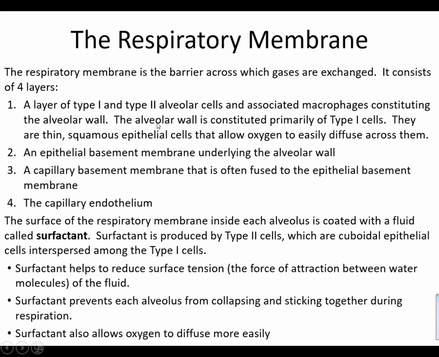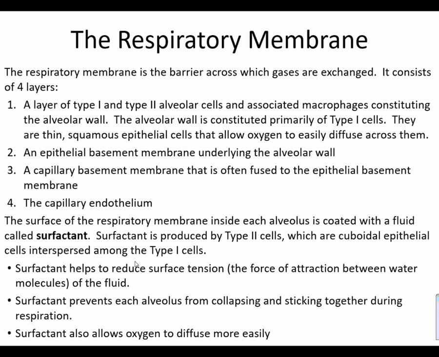Type 2 cells are where we produce surfactant, or are the cells that produce surfactant. Surfactant is a very important fluid that helps reduce surface tension, which is the force of attraction between water molecules of the fluid. It also prevents the alveoli from collapsing as we breathe in and out, keeps them from sticking together, and it even helps promote oxygen diffusion.